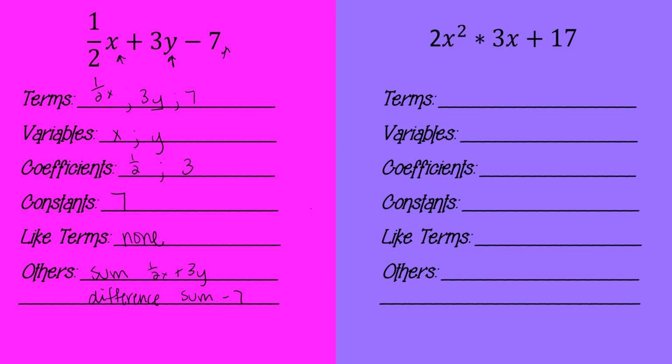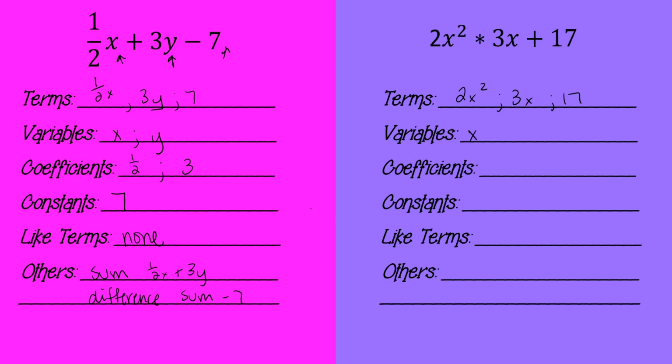All right, last one. Like I said, you're going to try this on your own for sure and then come back and check your work. So my terms are 2x squared, 3x, and then 17. I only have one variable, and that's x.